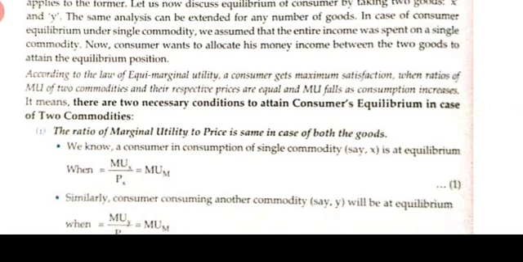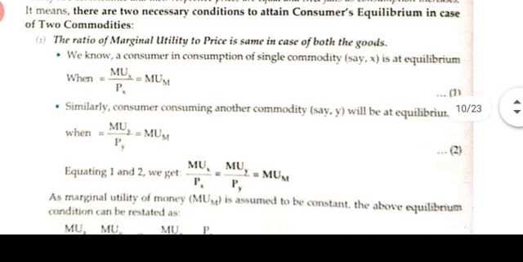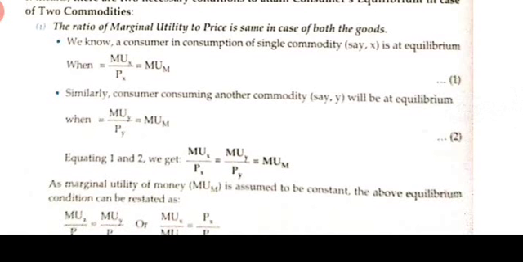Suppose the consumer is consuming two goods, X and Y. We know that a consumer in the consumption of a single commodity, say X, is at equilibrium, from our previous discussion, at MUX by PX equals MUM. Similarly, when the consumer is consuming another commodity, say Y, it will be in equilibrium at MUY by PY equals MUM, the marginal utility of money. So equating 1 and 2, you get MUX by PX equals MUY by PY equals MUM. We are just equating.